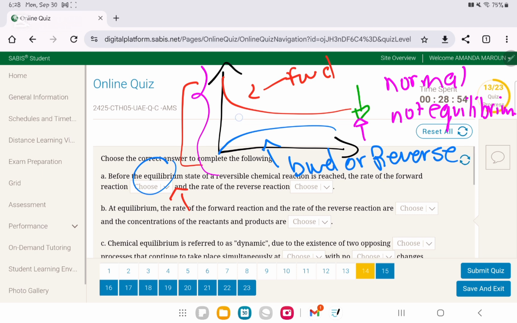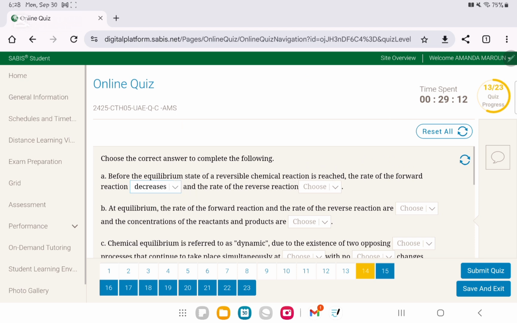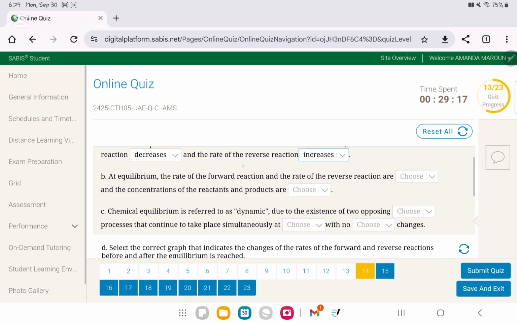Okay? This is the forward curve and this is the backward curve. So to reach equilibrium, we need to decrease the rate of the forward curve, and we need to increase the rate of the backward curve. So here it decreases and here it increases. Now, at equilibrium, the rate of forward reaction and the rate of the backward reaction are equal.